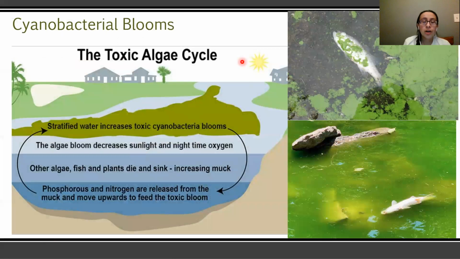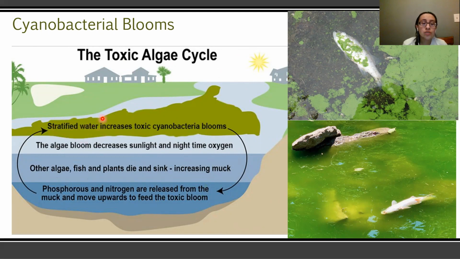So cyanobacteria are able to reproduce quickly and form cyanobacteria blooms. When they form cyanobacteria blooms, they can block off sunlight, meaning that plants are not able to produce photosynthesis and give off oxygen, meaning that animals can die because they do not have any more oxygen underwater. And so this diagram also talks about stratified water.